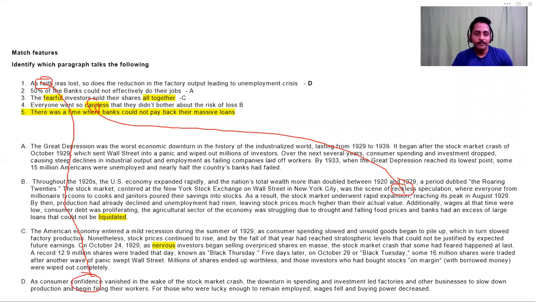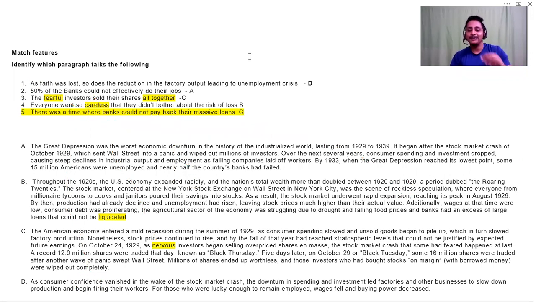Confidence. 50%, nearly half. Fearful, nervous. Liquidate, could not pay back their massive loans. So this is going to be C. Any doubts? How many of you got 5 out of 5? Now we are sure Manjusha works in the bank. Asif, Abhinaya got 5. Great. Joseph got 5. Vandana got 5.